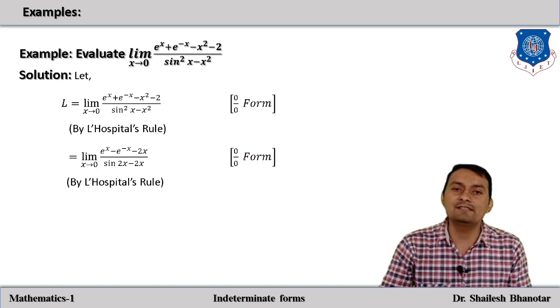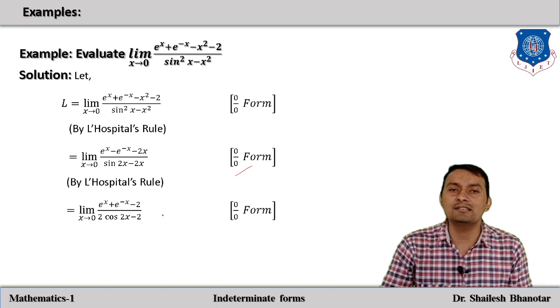Again, if we put x equal to 0, we have the 0 by 0 form. That means again we have to use L'Hopital's rule, and after that we will find the limit as x tends to 0 of (e^x + e^(-x) - 2) divided by (2 cos 2x - 2). Again it is of the form 0 by 0.